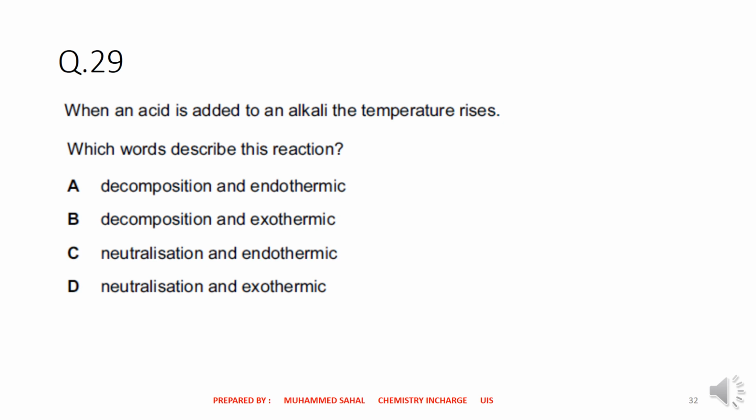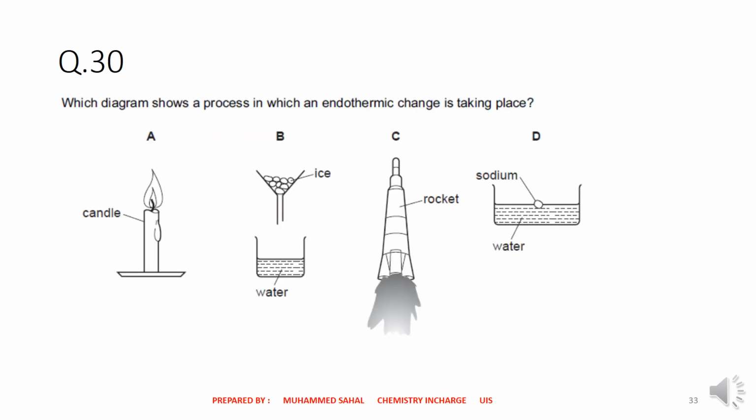When an acid is added to an alkali, the temperature rises. Which words describe this reaction? Option D. Which diagram shows a process in which an endothermic change is taking place? Answer option B.